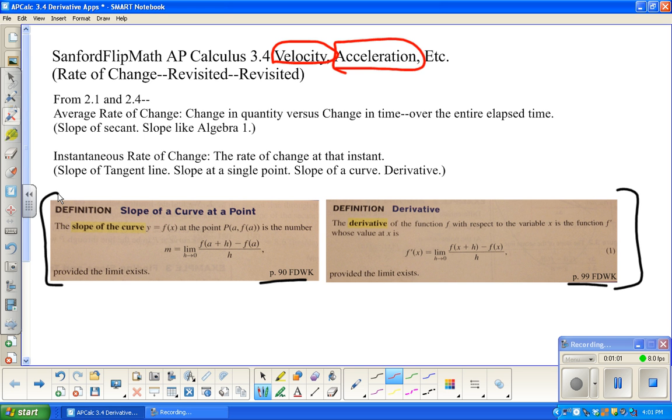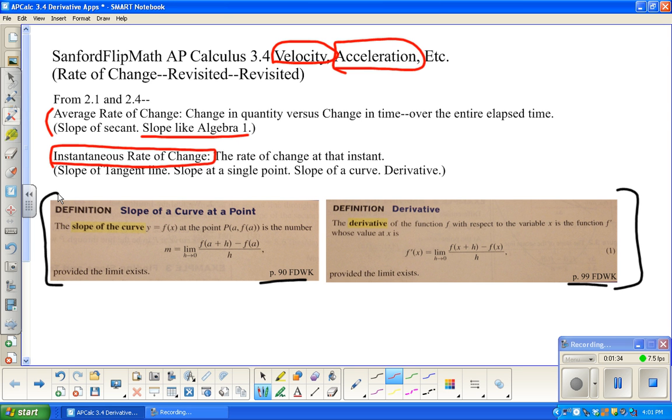Okay, and so with that in mind, let me just remind you of a couple of things. We've talked about average rate of change, and that's obviously not derivative. That is slope, like back in Algebra 1. And we've already spent some time talking about instantaneous rate of change. If we're talking about instantaneous rate of change, we're talking about rate of change right now. An example of that would be the rate of change of distance, also known as velocity.